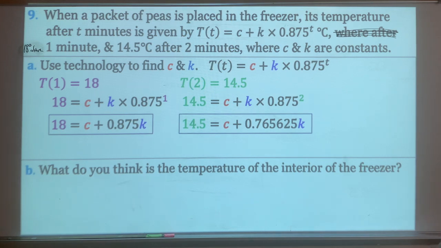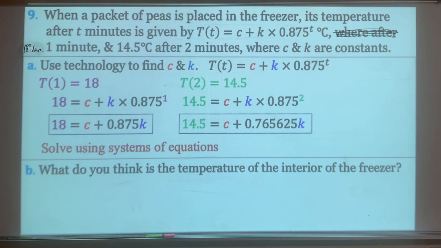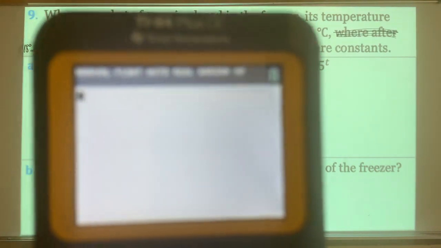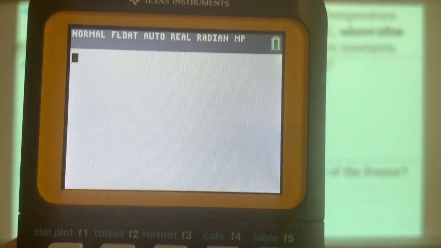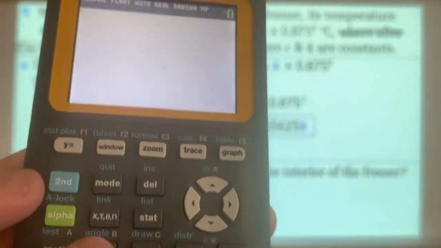All right, so next up, system of equations. What do you mean, system of equations? This is what happens when you have a two hour lesson. Bound to be mistakes. I think I actually did pretty good for this.